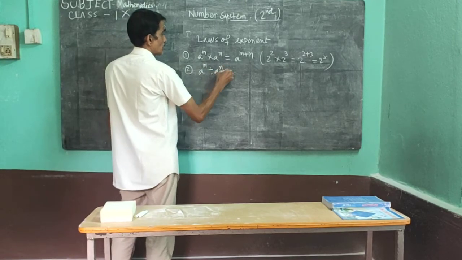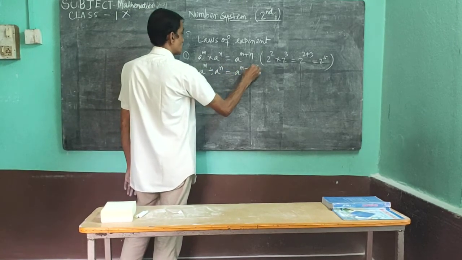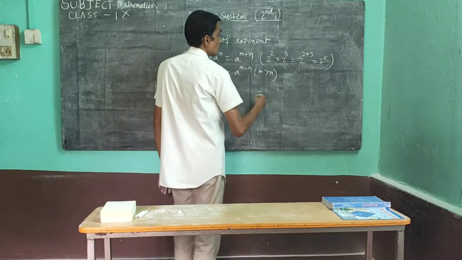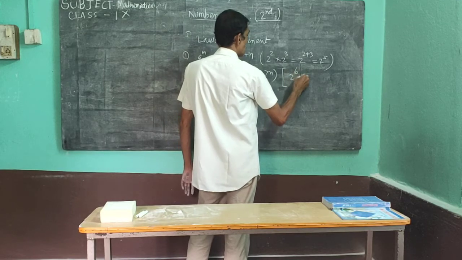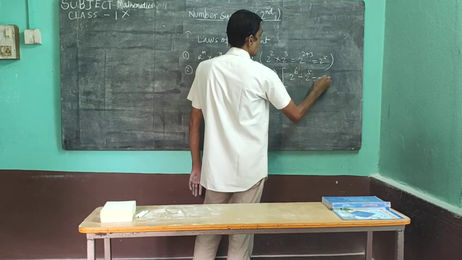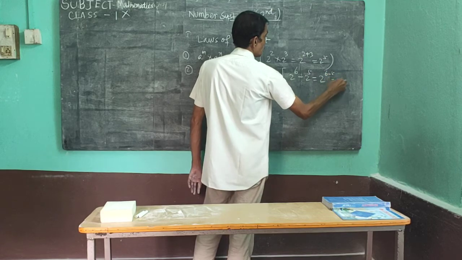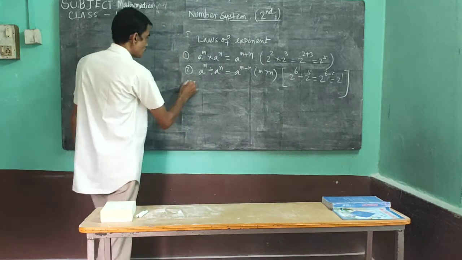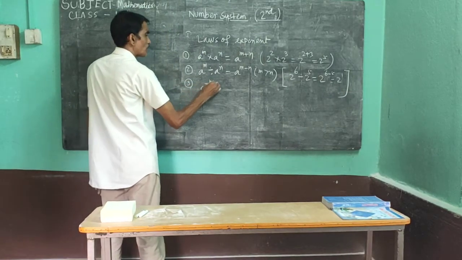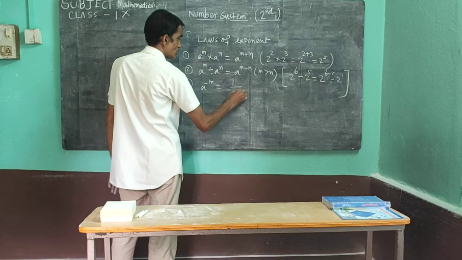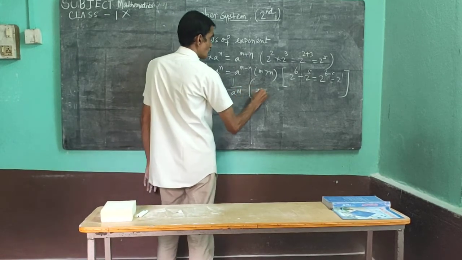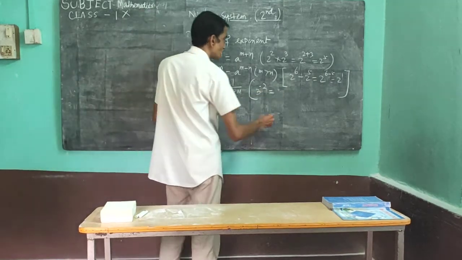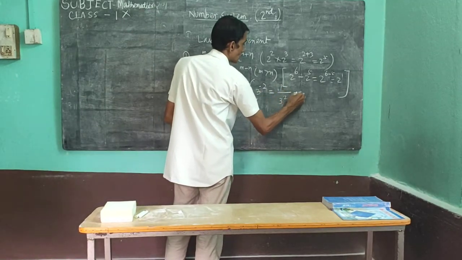The second law: divide, and I get my answer as m minus n. Here, when m is greater than n, for example 2 to the power 6 divided by 2 to the power 5 is 2 to the power 6 minus 5, which is 2 to the power 1. Third one: a negative power you can convert into a positive one. For example, 3 to the power minus 2, you cannot keep any negative powers, just take the reciprocal and get your answer.